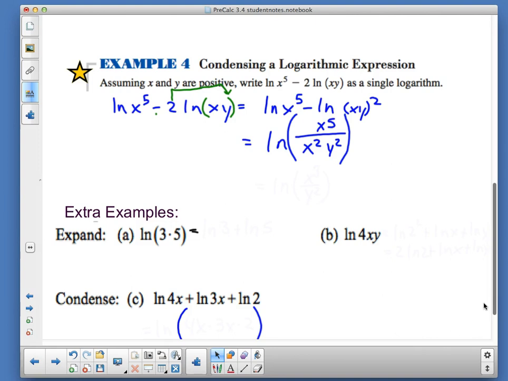Now the first one, I got 3 times 5. They are factors. So I've got the natural log of 3 plus the natural log of 5. Done. You okay with that?